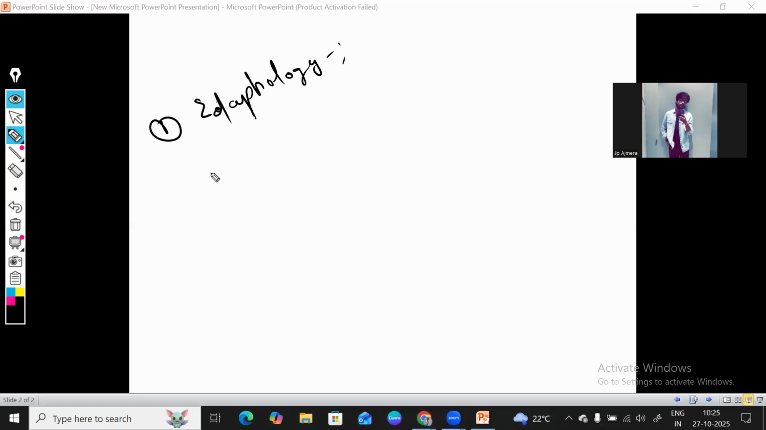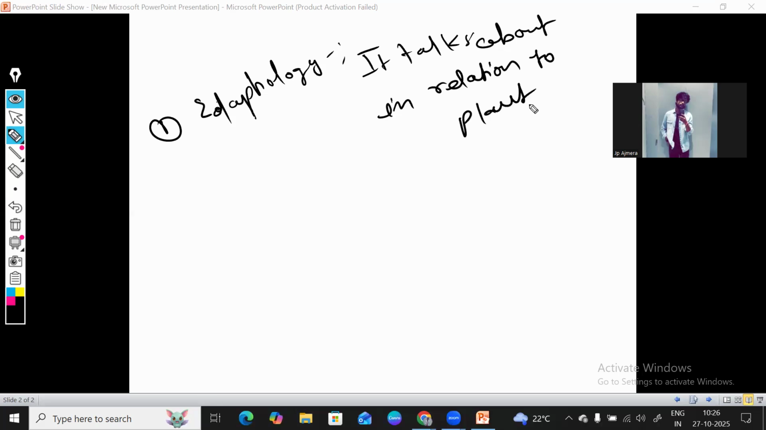Edaphology first, we are going to discuss. Let me just read first. It is the study of various properties of soil in relation to growth, nutrition, and yield of crop. So edaphology talks about soil in relation to plant. Simple. In relation to plant. That is edaphology.